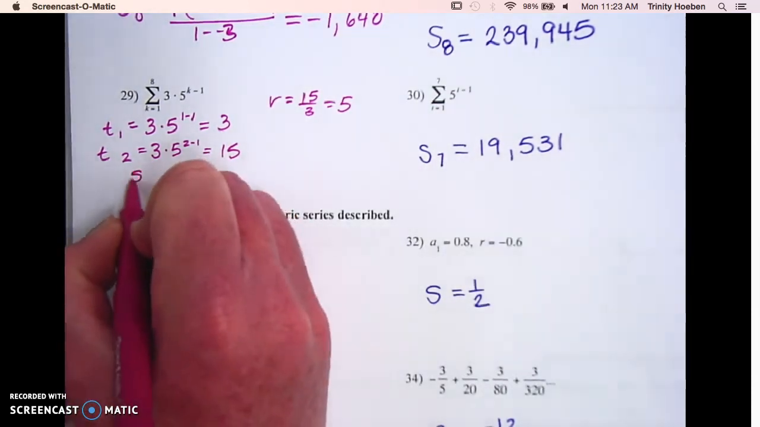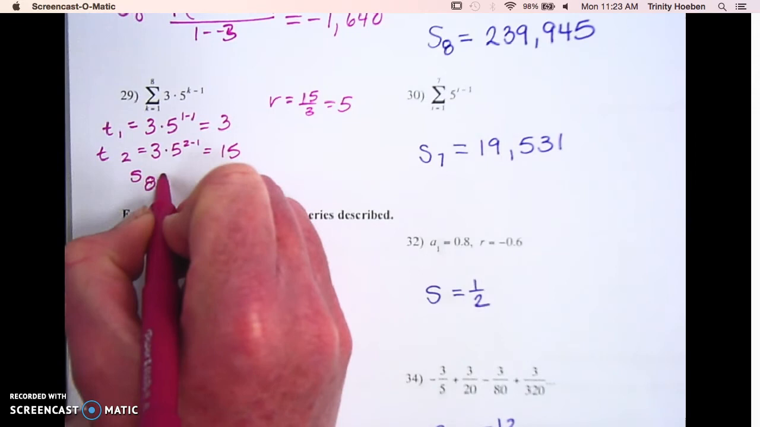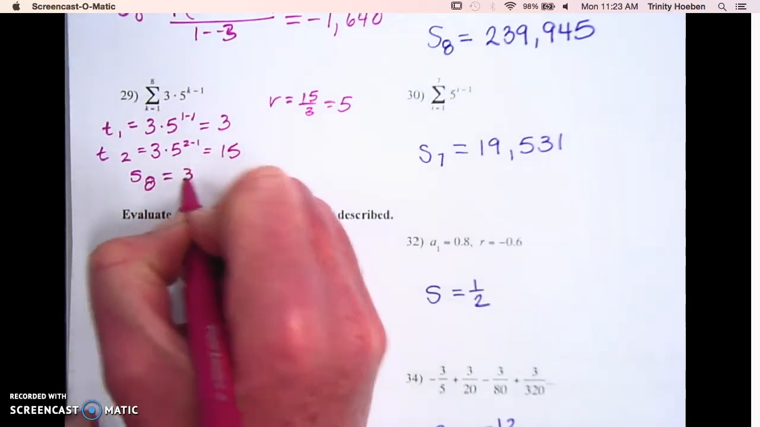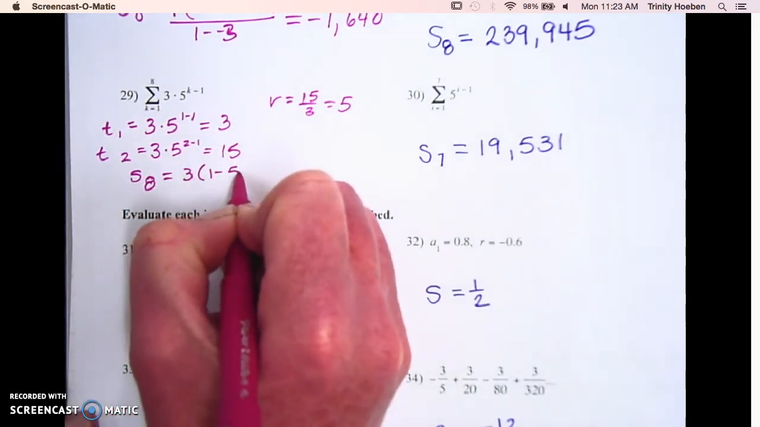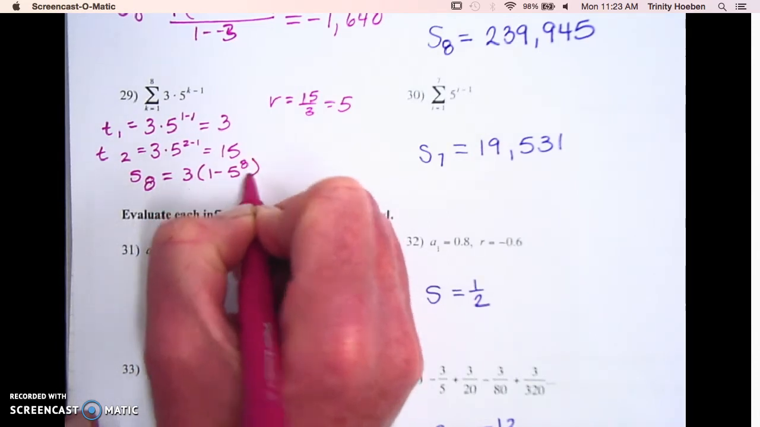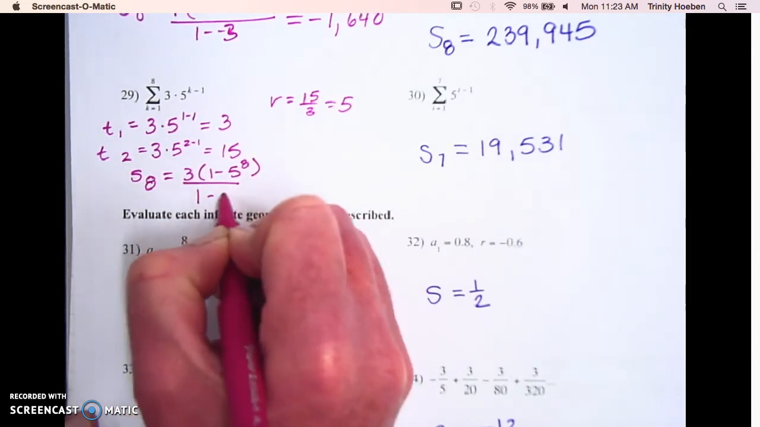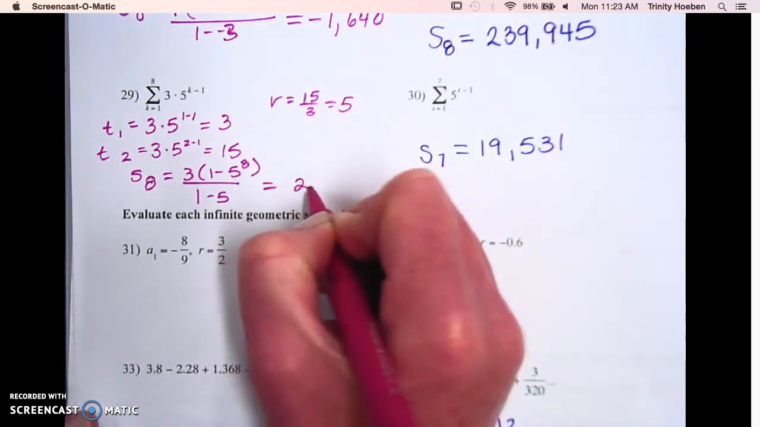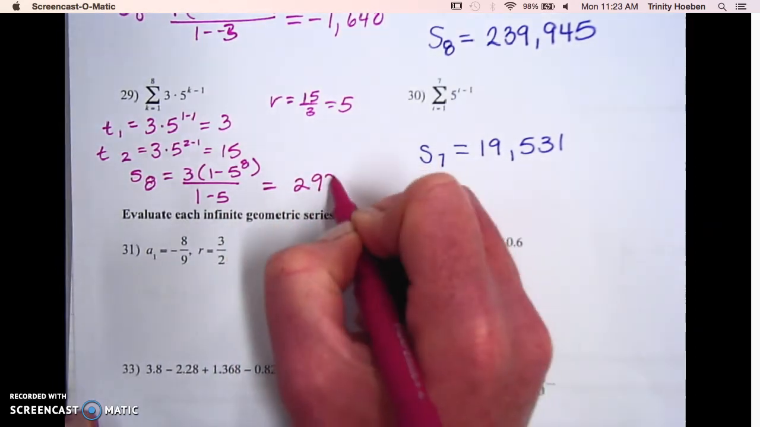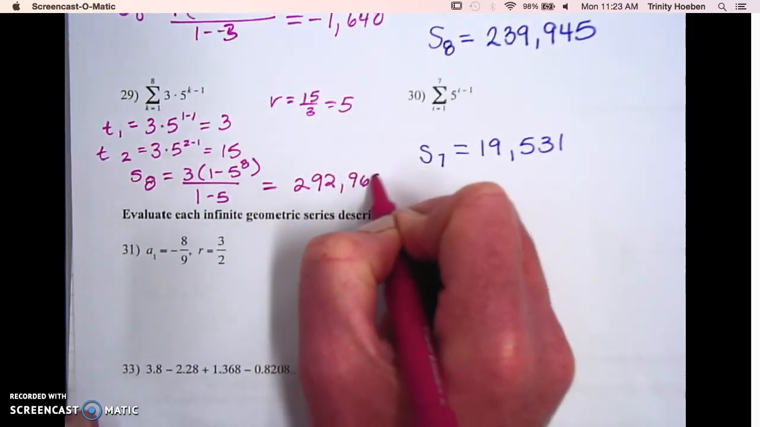That means the sum of the series of the first 8 is 3 times 1 minus 5 to the 8th power, all divided by 1 minus 5. And I got 292,968.